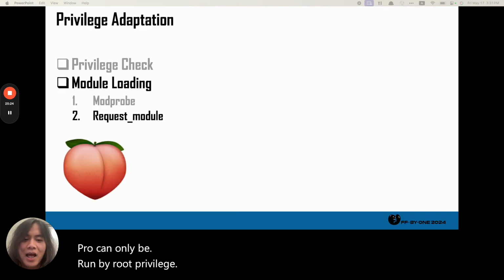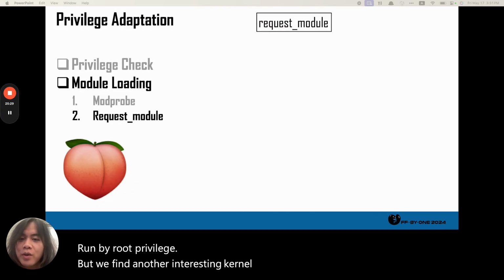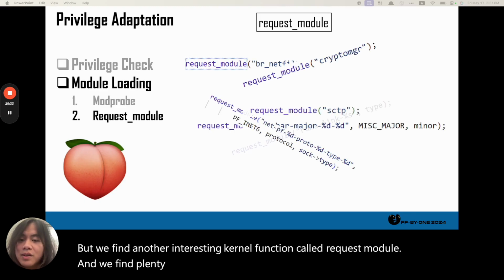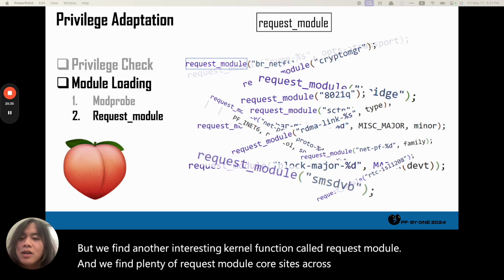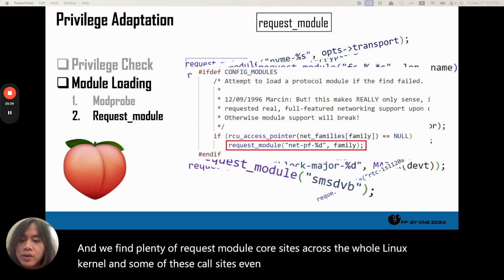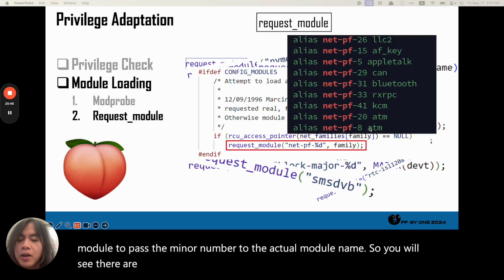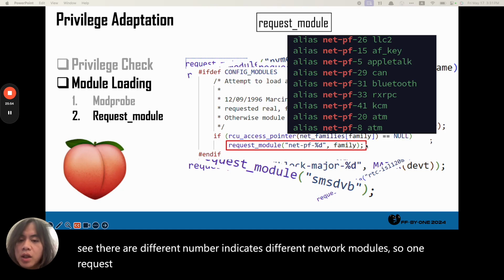But we found another interesting kernel function called request_module. We find plenty of request_module call sites across the whole Linux kernel. Some of these call sites even have a format string to pass the minor number to the actual module name. So you'll see different numbers indicate different network modules. One request_module call site can load multiple modules.